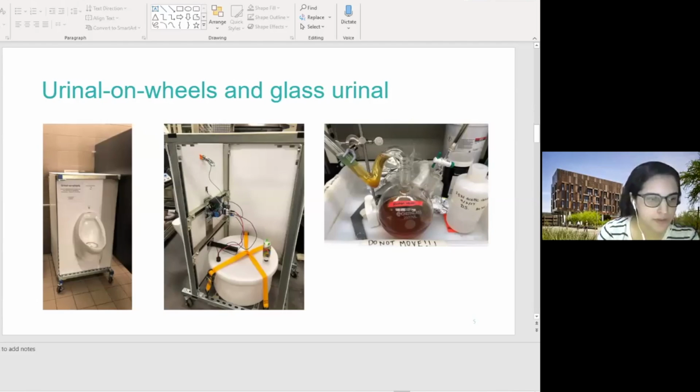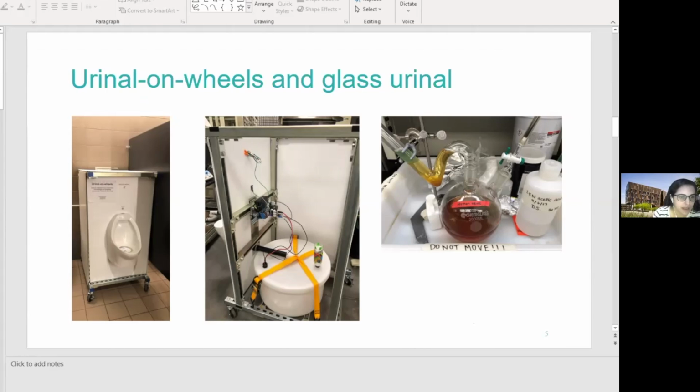For this research, I created a Urinal-on-wheels, which was this big box that allowed us to study our systems with real urine. Urine is collected into this big tank. We have sensors and pumps to add the acid at the urinal, so the acid comes through the front. And so we have pH, conductivity, and temperature inside the tank in real time.